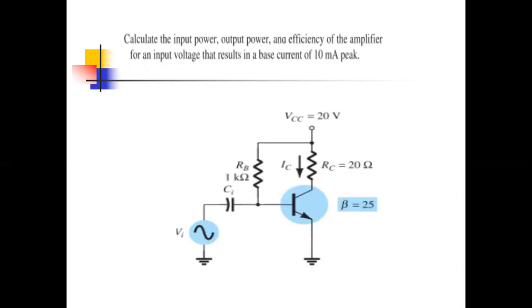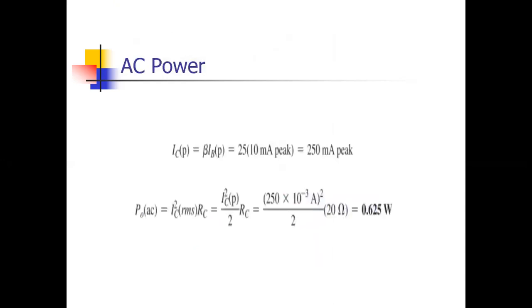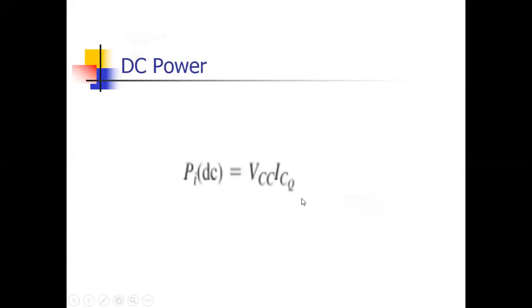So first you should understand the concept of efficiency. For efficiency you have to calculate the AC power and DC power. So output AC power is equal to IC RMS squared into RC. IC is beta into IB, and IB is given in the question, that is 10 milliampere, and beta is also given, that is 25. So IC peak is 250 milliampere, but for RMS it should be divided by root 2. So 250 divided by root 2 is around 125 milliampere, multiplied by RC. So 0.625 watt is the fixed output AC power, or we can say the maximum output AC power for this given circuit is 0.625 watt.